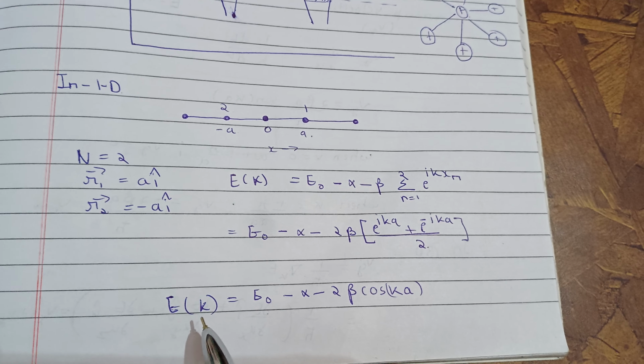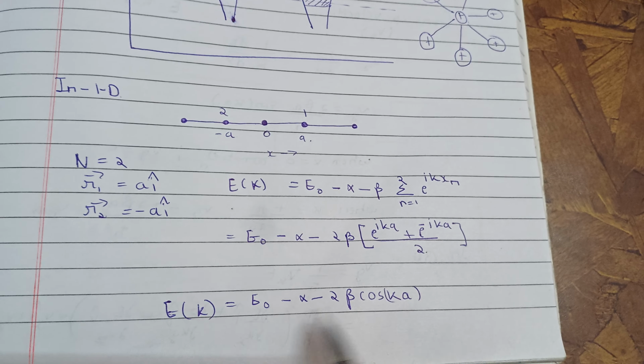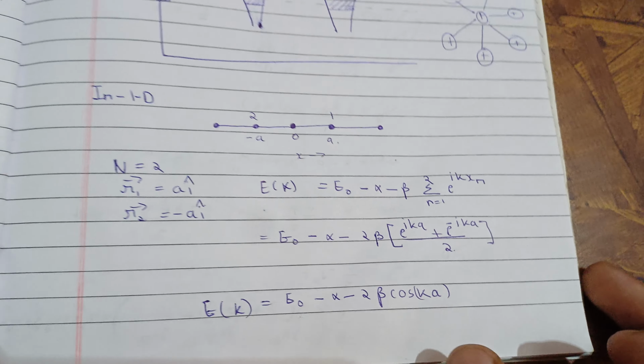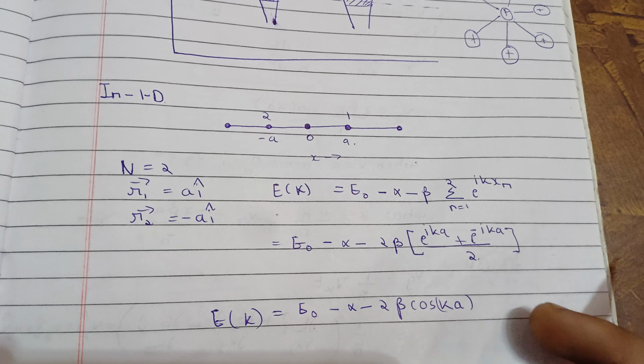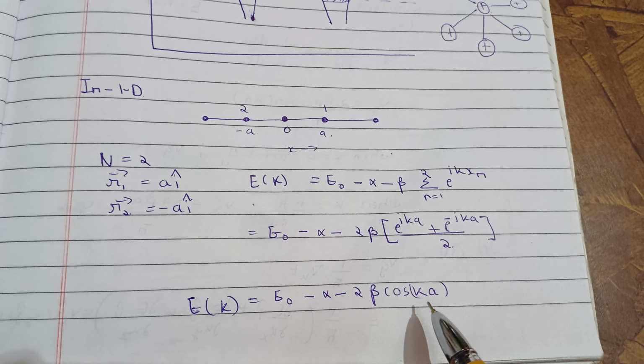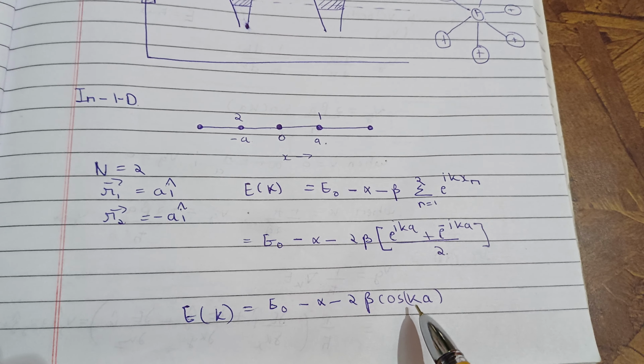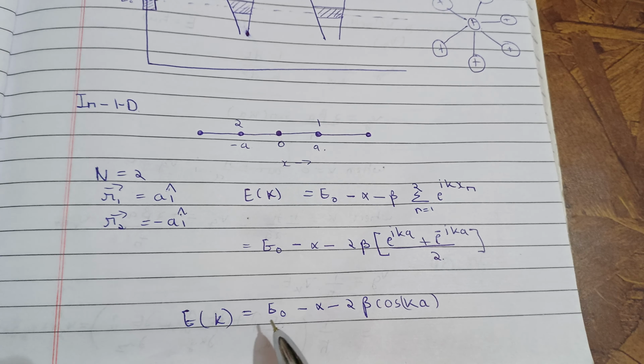Now we will try to plot the E versus k graph for this, and let's see what we will get. Is it different from the Kronig-Penney model or is it the same? Okay, now you can see what happened at k equal to 0. For k equal to 0 this will be 1, and you will get this value.